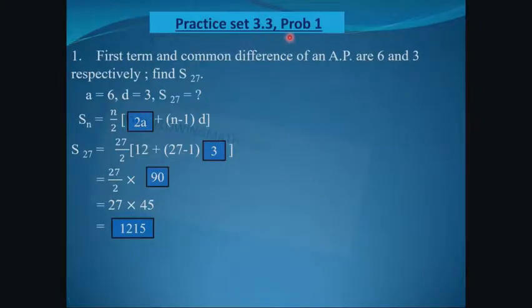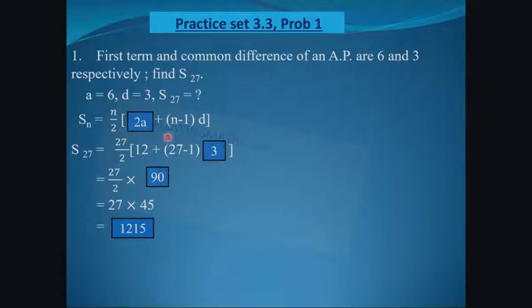Now practice set 3.3, problem 1. The first term and difference are given. Find S27. A is 6, D is 3. We have to find S27, so we put it in the formula.